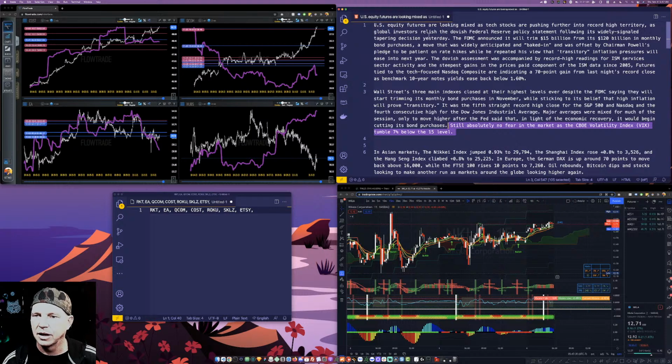All right. Equity futures looking mixed as tech stocks push further into higher territory as global investors relish the dovish Federal Reserve policy statement. FOMC announced it will trim $15 billion from its $120 billion in monthly bond purchases. That's so little, right? Powell came out at the last FOMC and said, "Hey, we're going to trim, but you guys won't even notice it." So good for that. Said most of this is already baked in. Powell's like, make it rain. All right, sweet. Enough of that.